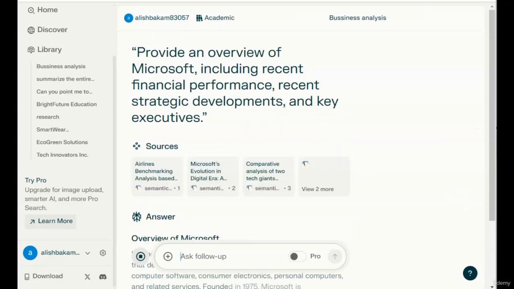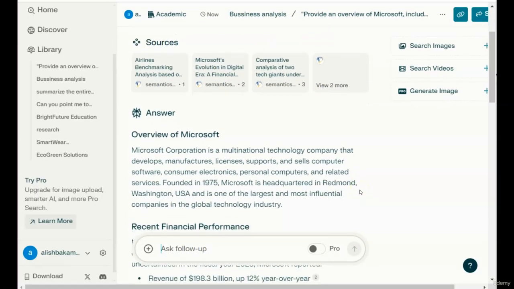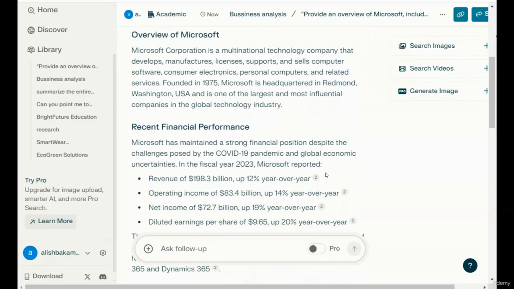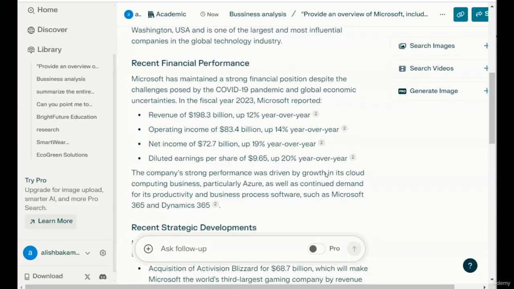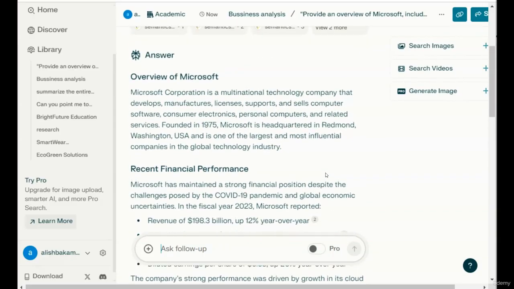Perplexity AI will provide an overview of Microsoft's recent financial performance, such as revenue growth, profitability, and market share, and then key recent advancements such as new product launches or significant partnerships. It will also talk about information about the leadership team, including their background and roles within the company. So let's read it together.